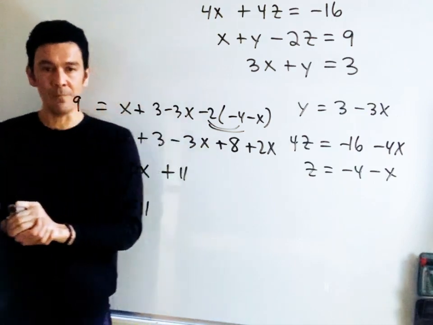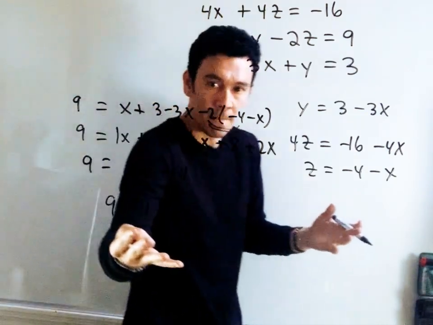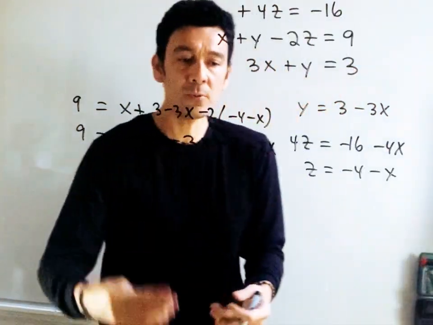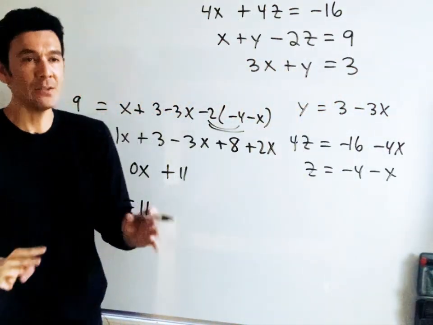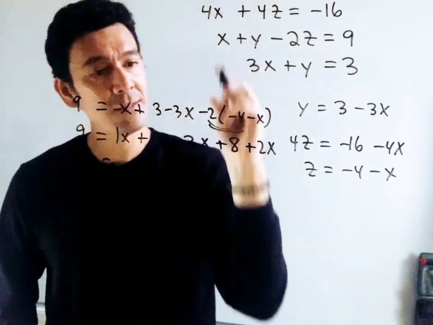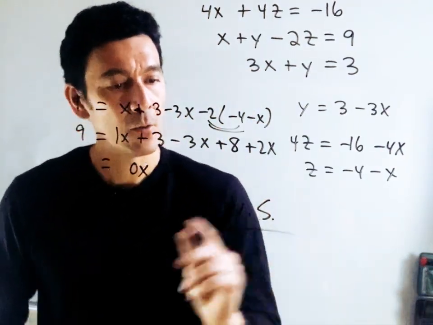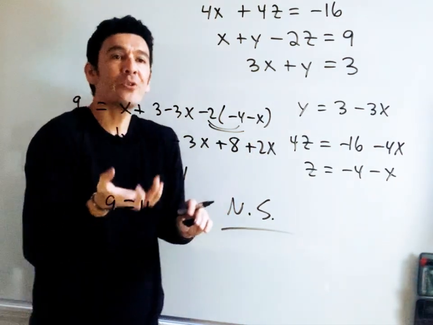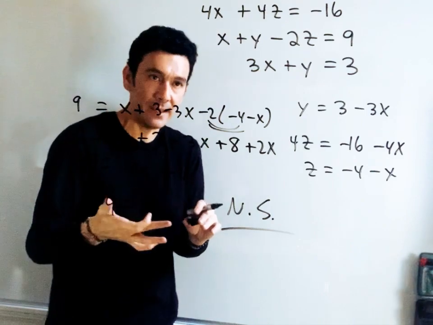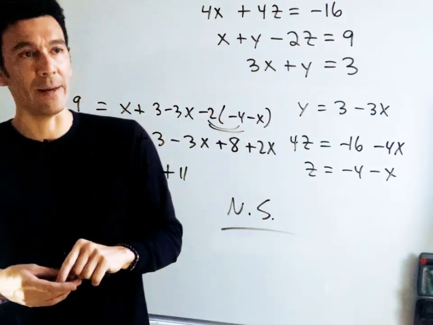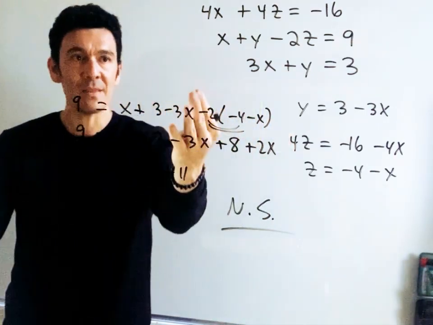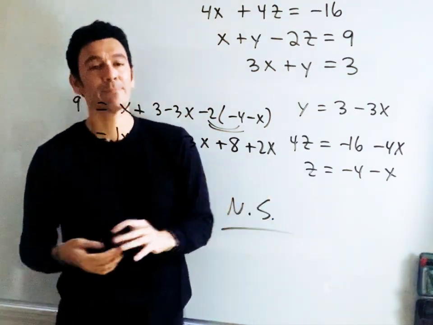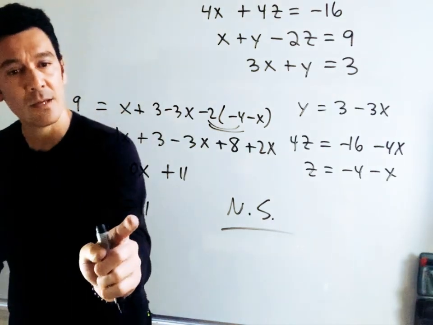Whenever you have a system and it becomes a statement like this here, ask yourself, is this statement true or is this false? 9 equals 11 is false. And so the conclusion here is that this system of equations has, we say, no solution. There is no triplet of numbers, x, y, z, that if you drop them into the system, it would lead to true statements. Because if there were, we would have found them. So no solution because this is false.